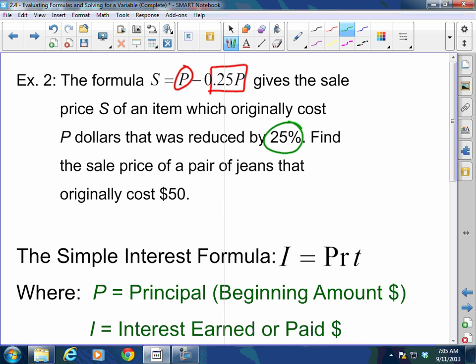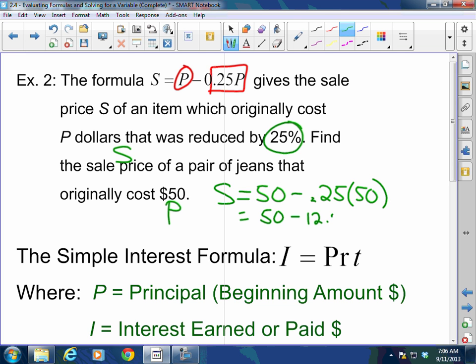So now let's go ahead and figure out this formula. So let's see what we were given. Find the sale price, sale price is S, of a pair of jeans that originally cost $50. So P is the original cost. So S, which is what we're looking for, equals 50 minus 25% of 50. So what are we going to have here? Well, let's do the math. We have 50 minus 0.25 times 50, which is 50 minus 12.50, and that is going to equal 37.50 actually.